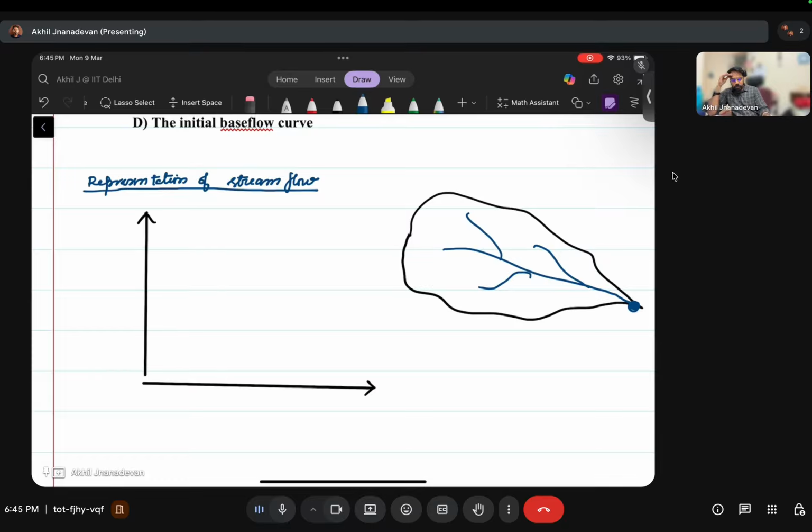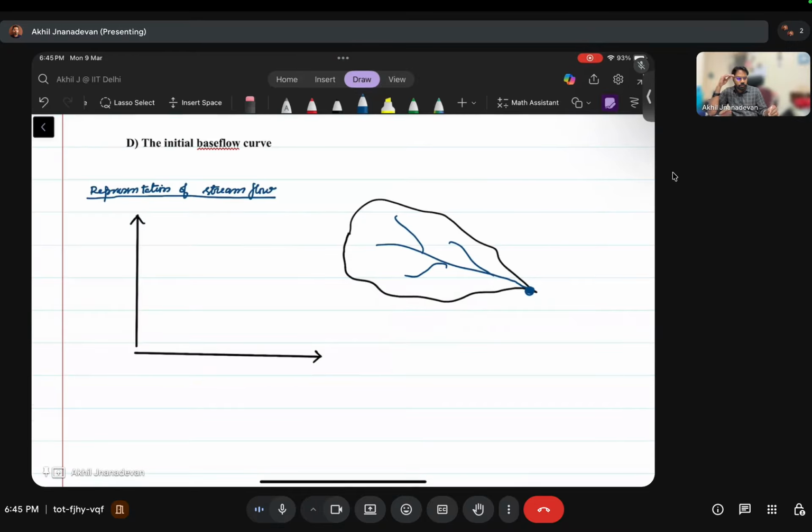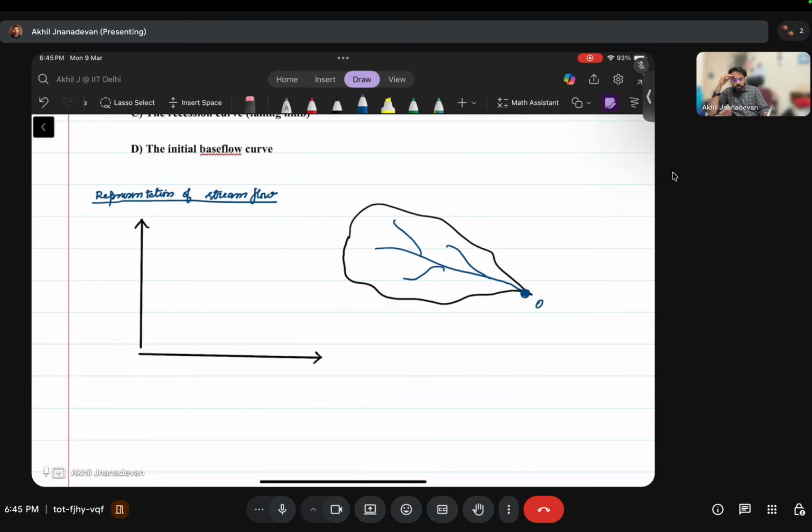So at this outlet point, if it is gauged, and you measure the stages, and we use the in-field current meter, and if we measure the discharge for different time intervals, then we'll be plotting this graph, where this is time and this is discharge.